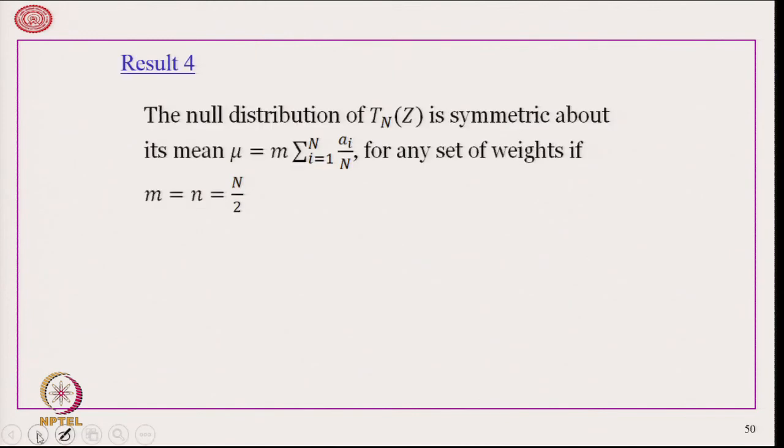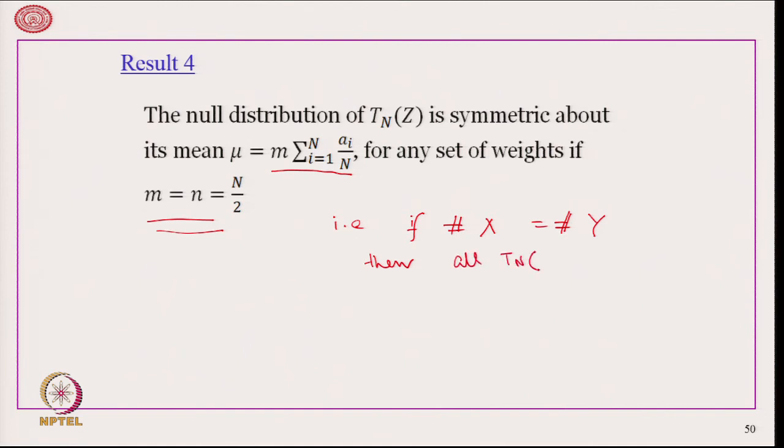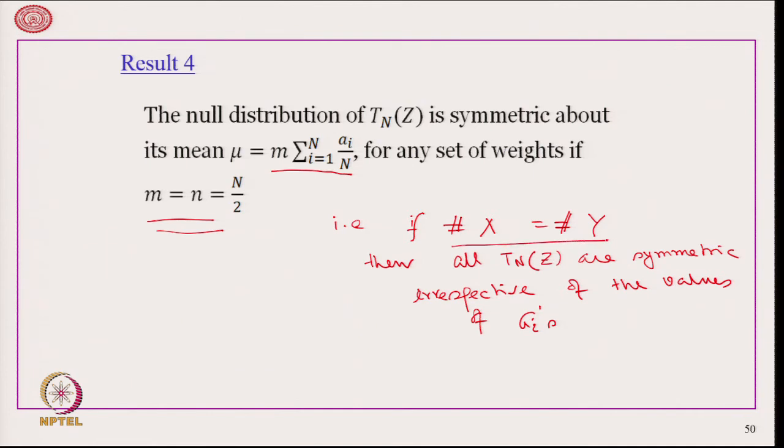Now, let me give you another result. The null distribution of Tnz is symmetric about its mean mu, which is equal to m into sigma a_i upon n, for any set of weights if m is equal to n is equal to capital N by 2. That is, if number of x is equal to number of y, then all Tnz's are symmetric, irrespective of the value of a_i's. You consider any constants a_i's, the distribution will remain symmetric provided number of x is equal to number of y.